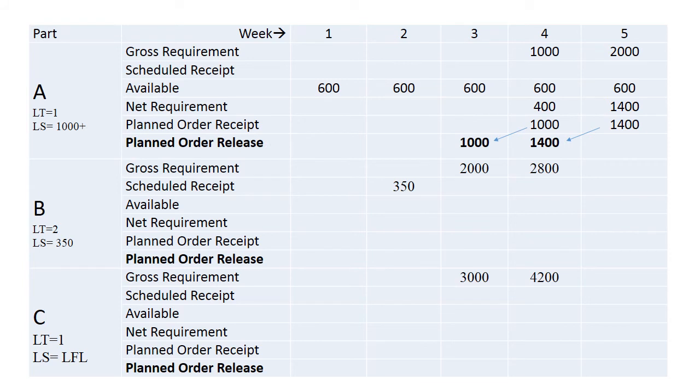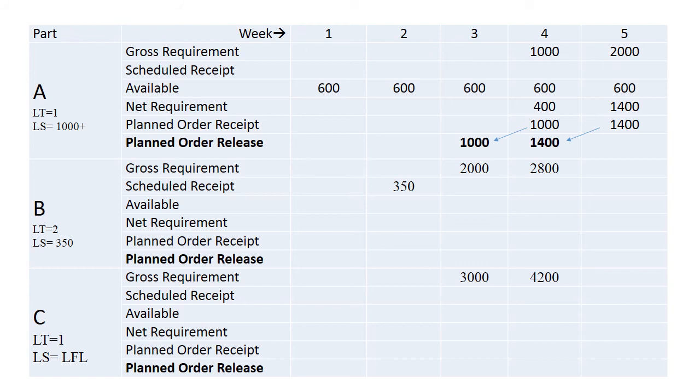So do you agree that you need 2,000 B's and 3,000 C's in week 3 so that they can start assembling and have 1,000 items delivered? Similarly, you need 2,800 B's and 4,200 C's. Remember, for each A you need 2 B and 3 C's. So if you're asking them to make 1,400 A's, you must have 2,800 B's and 4,200 C's available. 2 times 1,400 is 2,800, and 3 times 1,400 is 4,200. Okay, once you have the gross requirement, the rest should be relatively easy.